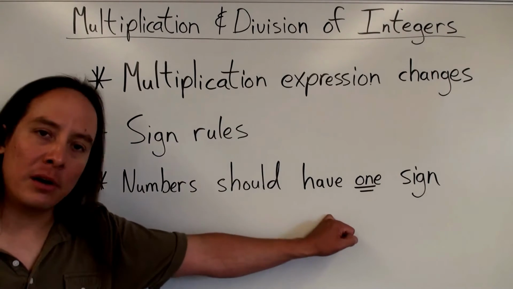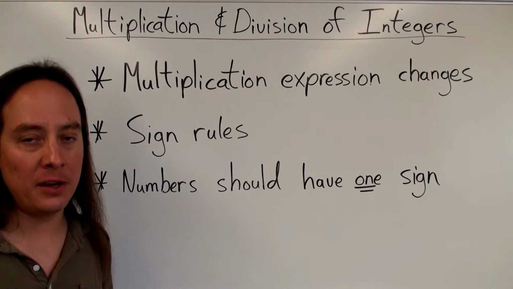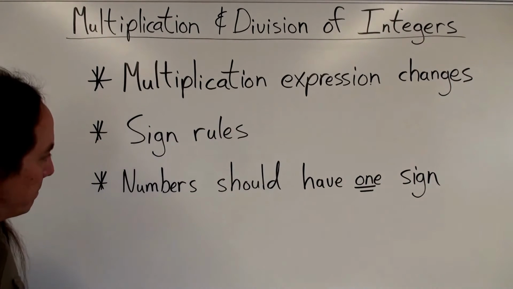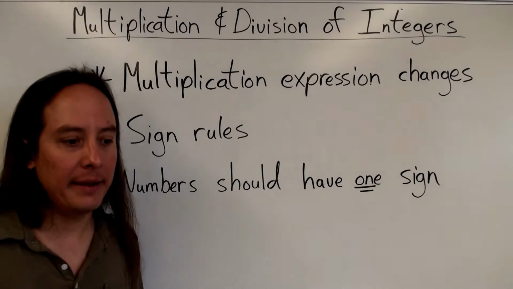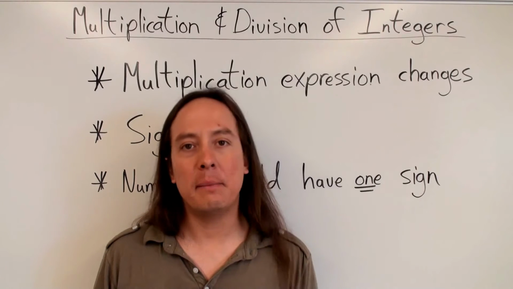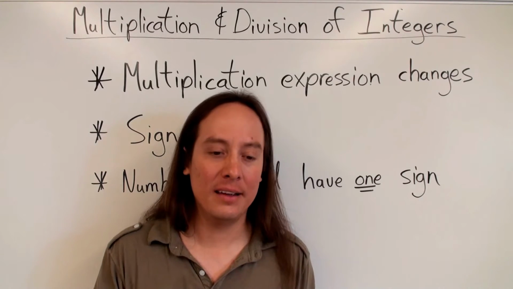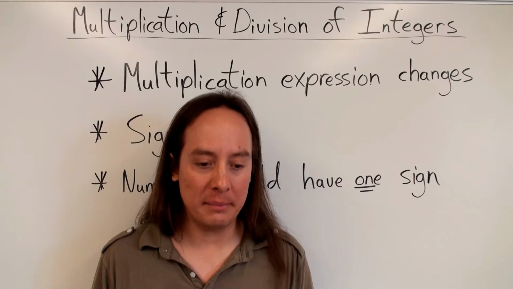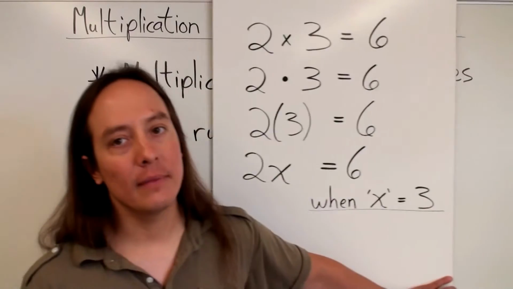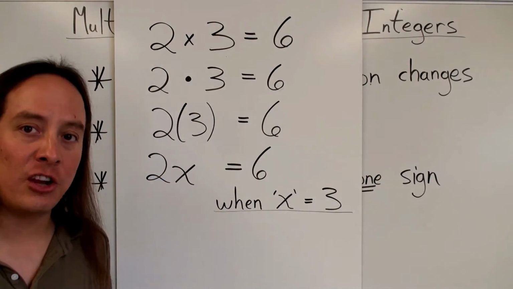And here's an important concept. The concept is that numbers should only have one sign in front of the number, or to the left of the number. I always say in front. So numbers should only have one sign. That's important because if we see a number that has more than one sign, then we need to do something with those signs. You can't have so many extra signs. Numbers should only have one sign in front of them. So let's talk about the first thing, and that is the multiplication expression, how that's changing.